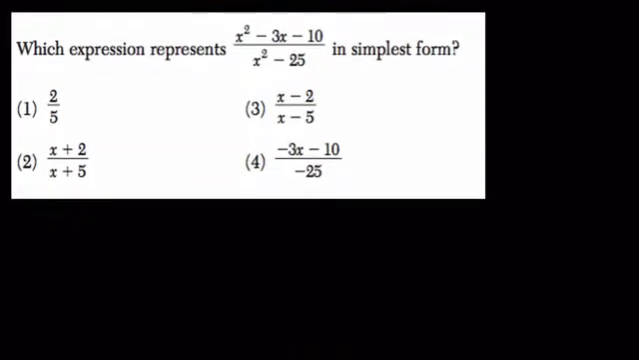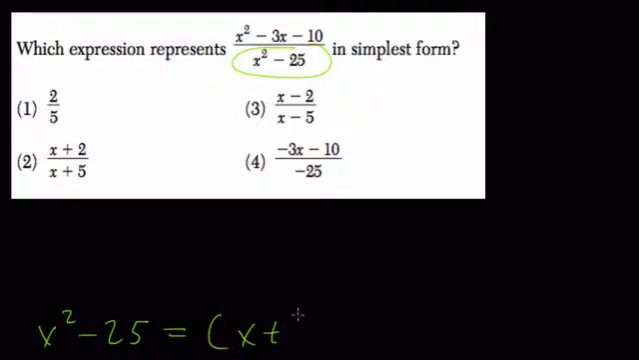Okay. Which expression represents this in simplest form? Notice we have x squared minus 25 here. That's a difference of two squares. So x squared is a square and 25 is a square. The difference, though, is found so easily. We just basically add and subtract the two square roots of these two perfect squares. So here, that will be your new denominator.